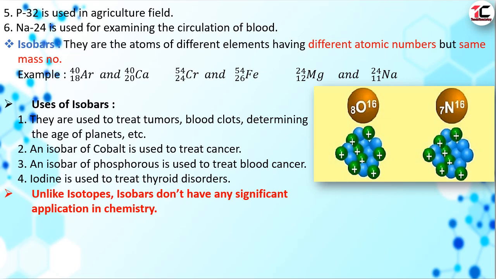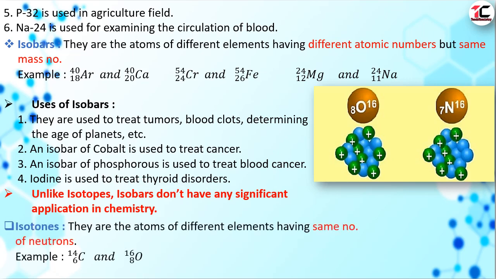And one more new topic is isotone. They are the atoms of different elements having the same number of neutrons. For example, carbon-14 and oxygen-16. In these two elements, carbon and oxygen, we will find that they have the same number of neutrons.